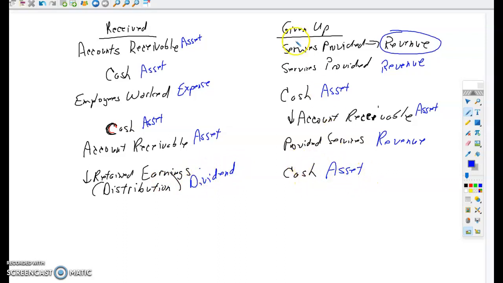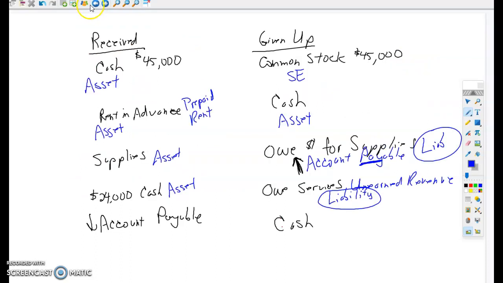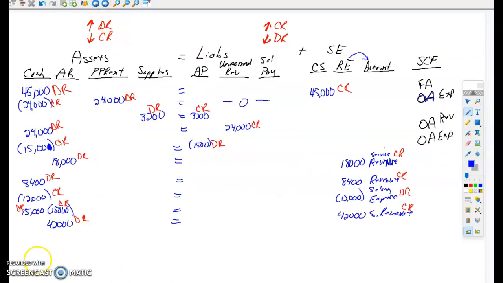So cash is going down, right? Retained earnings will go down via the dividend. So let's put this in the horizontal model. Cash is going down 15,000. And then over here, retained earnings will go down 15,000. And that's for the dividend.